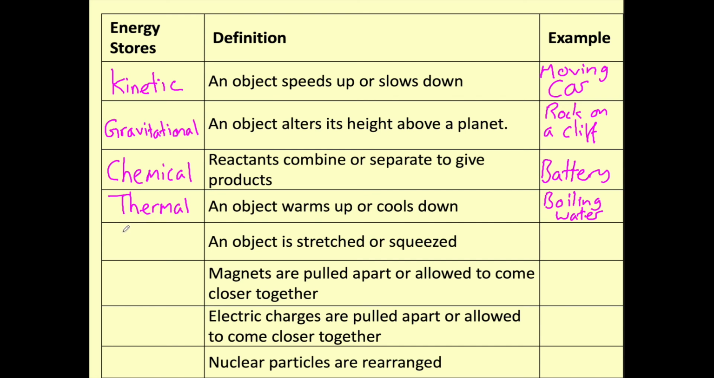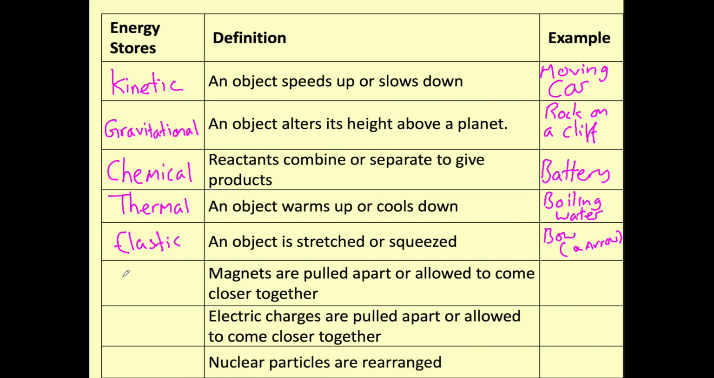Object being stretched or squeezed. This is our elastic, such as our bow from a bow and arrow. But of course it's only the bow part that's being stretched there, so that's the only part of that system which has the elastic energy.